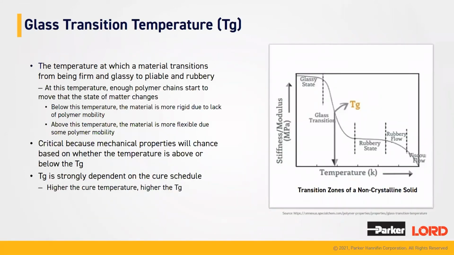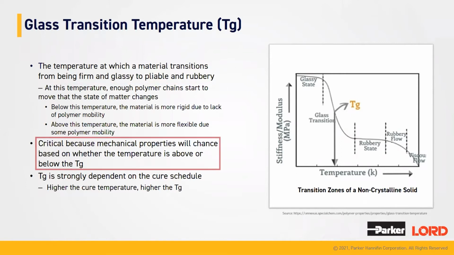So next on to the glass transition temperature. The glass transition temperature is a property that is oftentimes overlooked when evaluating a thermal management material. The glass transition temperature is the temperature at which a material transitions from being firm and glassy, per se, to pliable and rubbery. So at the glass transition temperature, enough polymer chains start to move that the state of the material actually changes. So below the temperature, the material is rigid due to the lack of polymer mobility. And then above that temperature, the material is more flexible because there is some polymer movement.